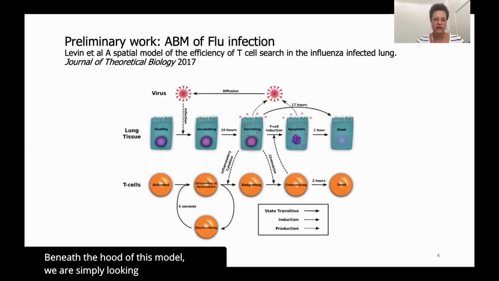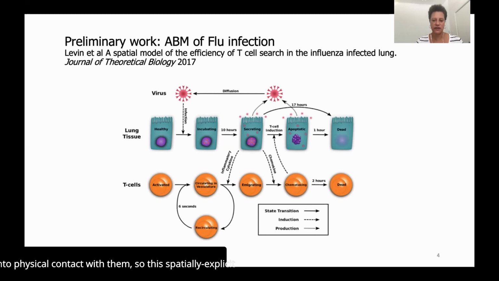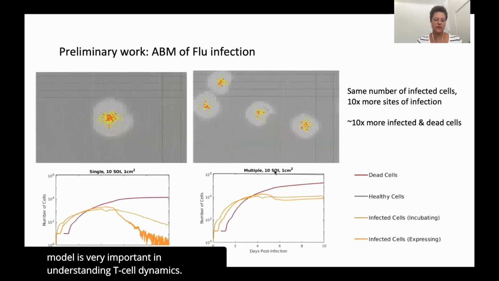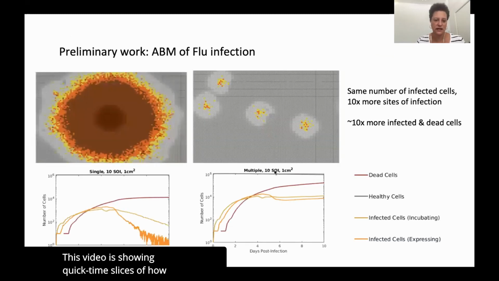Beneath the hood of this model, we are simply looking at the dynamics of the rates at which healthy tissue is infected with virus, releases that virus into the airway and to other cells, and then those infected cells die. We also look at the dynamics of T cells and how they interact with and kill those infected cells. In order to kill infected cells, T cells have to come into physical contact with them. So this spatially explicit model is very important in understanding T cell dynamics.